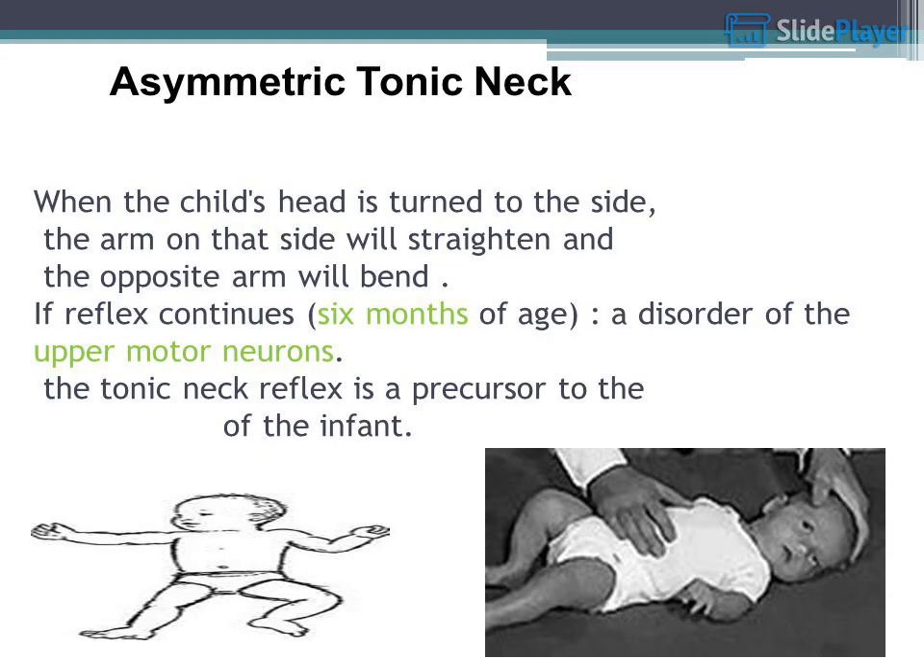Asymmetric tonic neck: when the child's head is turned to the side, the arm on that side will straighten and the opposite arm will bend. If the reflex continues past 6 months of age, it may indicate a disorder of the upper motor neurons. The tonic neck reflex is a precursor to the hand/eye coordination of the infant.